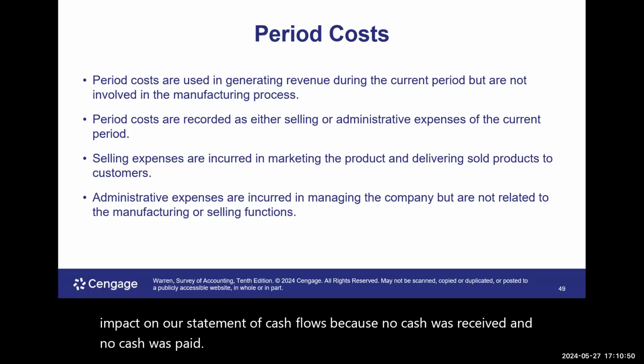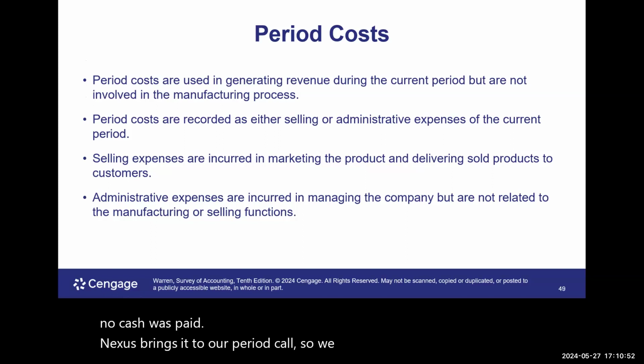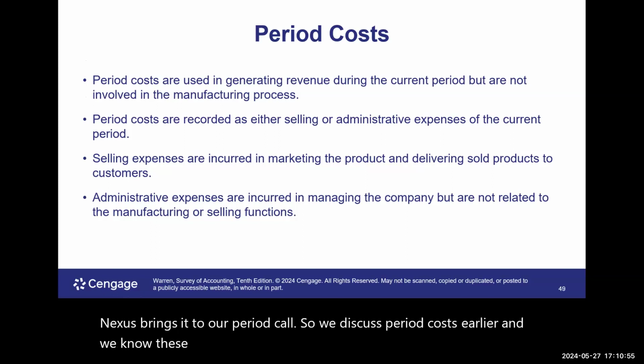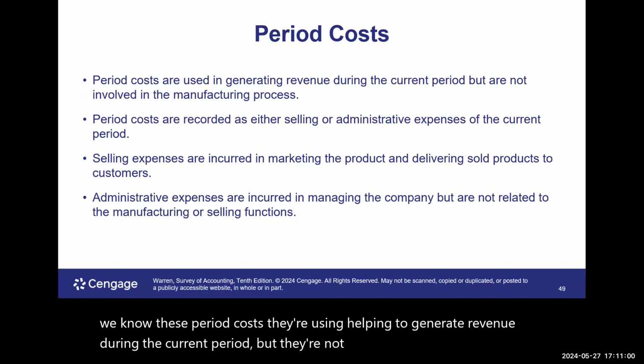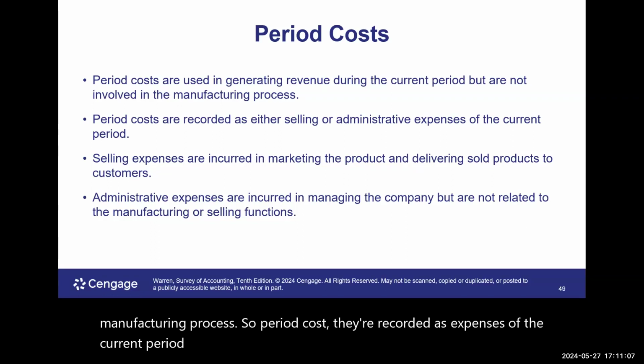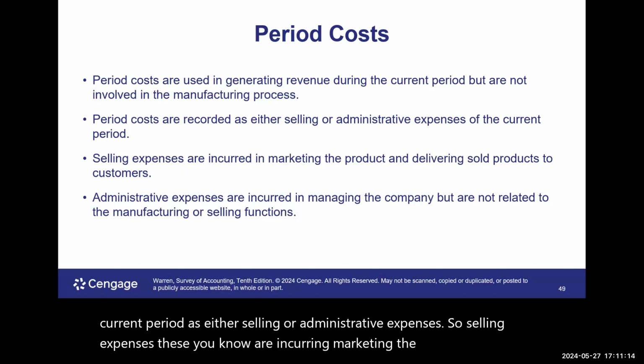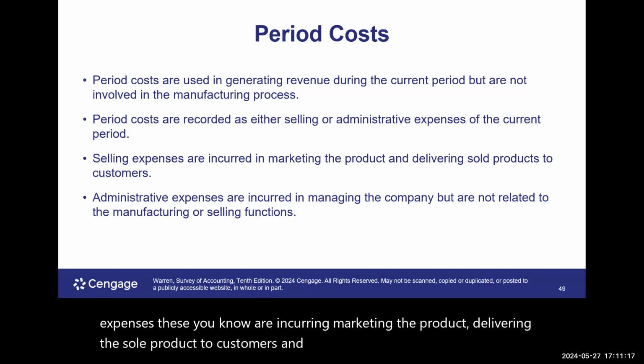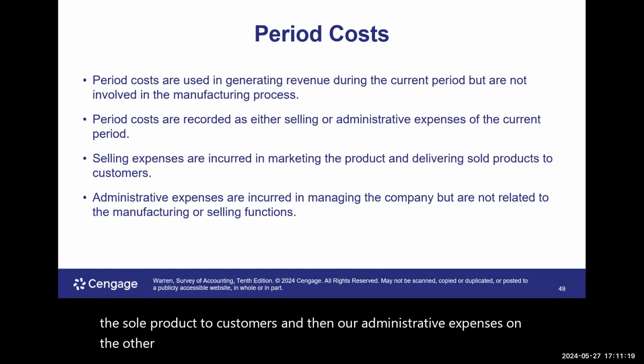Next, this brings us to our period costs. So we discussed period costs earlier, and we know these period costs are used in helping to generate revenue during the current period, but they're not directly involved in the manufacturing process. So period costs are recorded as expenses of the current period as either selling or administrative expenses. So selling expenses are incurred in marketing the product and delivering the sold product to customers, and then our administrative expenses, on the other hand, are incurred in managing the company, but are not related to manufacturing or the selling functions.